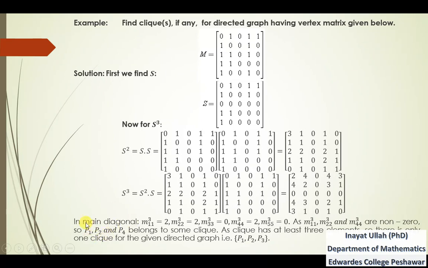If these vertices were 4, then we should combinedly take those 4 along with 3, and there will exist more than 2 cliques maybe. Anyways, in this example there are 3 vertices which belong to some clique, and clique has at least 3 elements, so there is only one clique, namely P1, P2 and P4. So that's all about clique, and that is the last topic of this lecture.